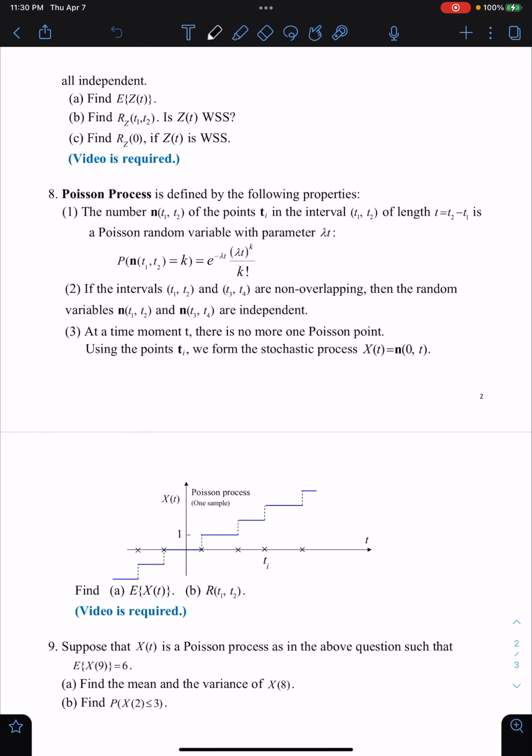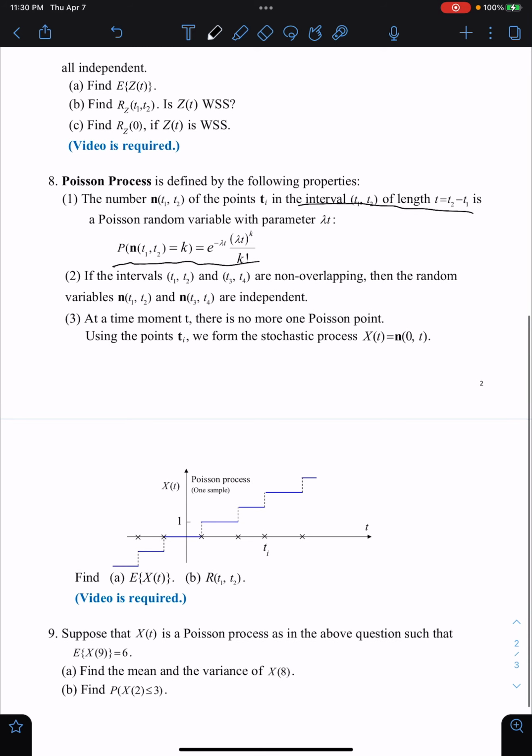Hello, my name is Zhang Shuhan, and today I will introduce the method that I use to solve question 8 on homework 7. Question 8 gives us a Poisson process, which is defined by the following properties. First, we have the interval between t and t1, denoted as t. The Poisson random variable with parameter lambda t is defined like this.